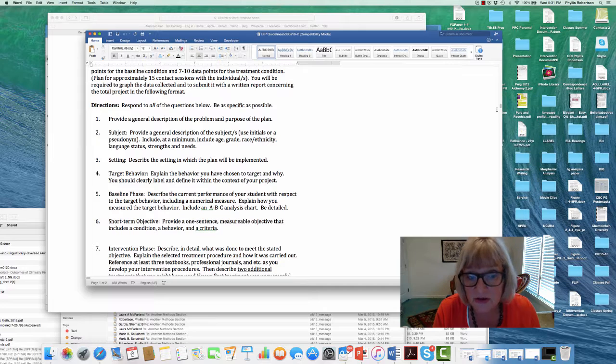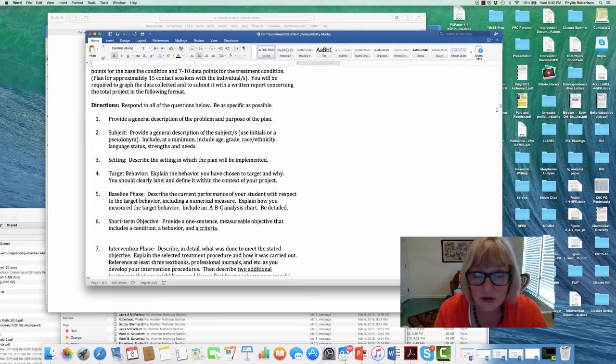For number 3, you're going to describe the setting in which the plan is implemented. Please remember that you need to be in a position for this plan to directly observe the behavior you're targeting. So the setting in which you implement should be one in which you have some presence. And if you have questions about that, please let me know. You're going to explain the behavior you have chosen to target and why. So again, why did you select that particular behavior for intervention? What impact do you expect changes in that behavior to have on the life of that individual?